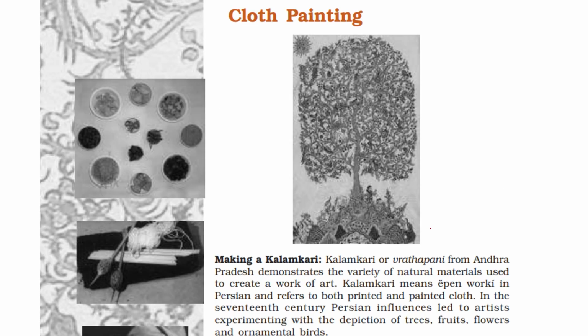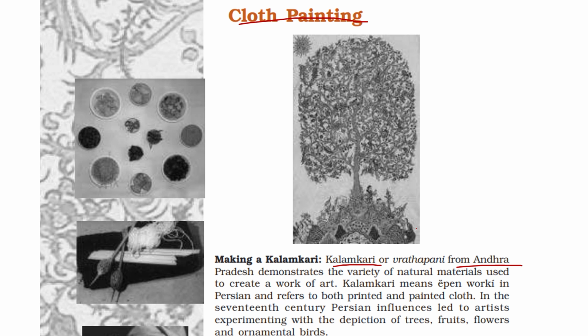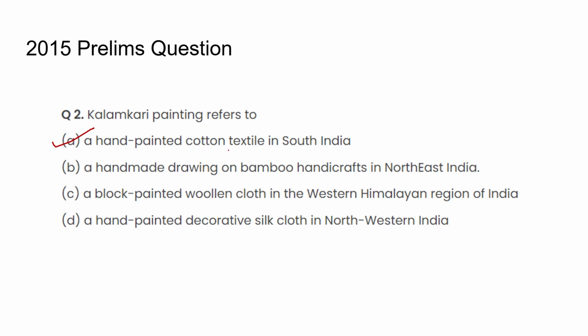So Kalamkari paintings. See, in the NCERT, it is mentioned cloth painting, Kalamkari painting from the Andhra Pradesh region. So it is a hand-painted cotton textile in South India. It is not of Northeast India, it is not of Western Himalayas, it is not of Northwest India, because Andhra Pradesh comes under South India, as well as it is mentioned here cloth painting, so cotton textile painting. So the option is A.